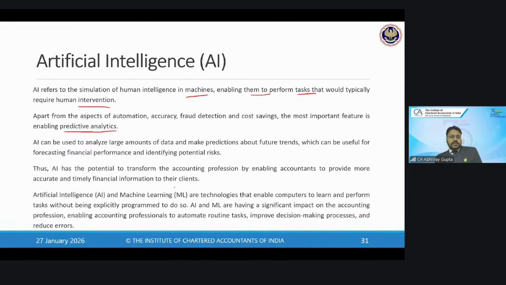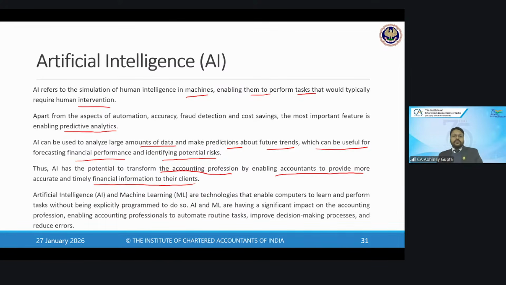AI can be used to analyze large amounts of data and make predictions about future trends, which can be useful for forecasting financial performance and identifying potential risks. So the best thing AI is doing for us is the predictive analysis or forecasting of future trends, which we cannot imagine; AI can calculate basis the past trend and the evolving industry trends. Thus, AI has the potential to transform the accounting profession by enabling accountants to provide more accurate and timely financial information to their clients.